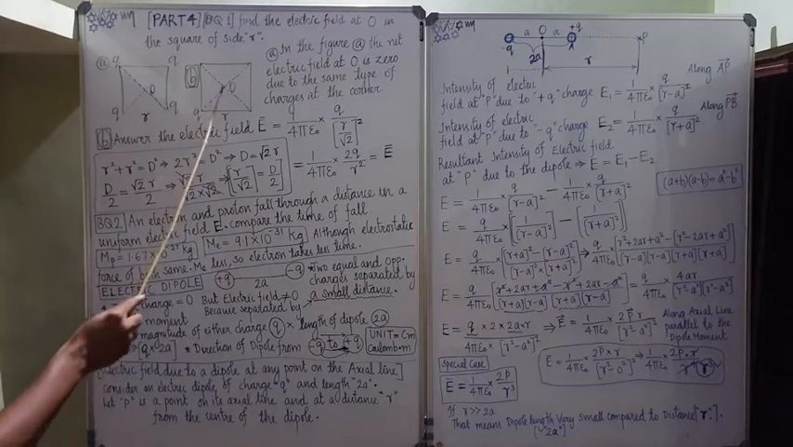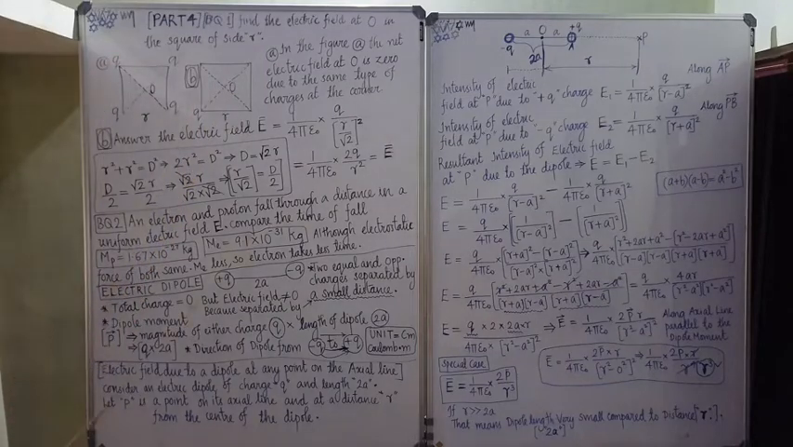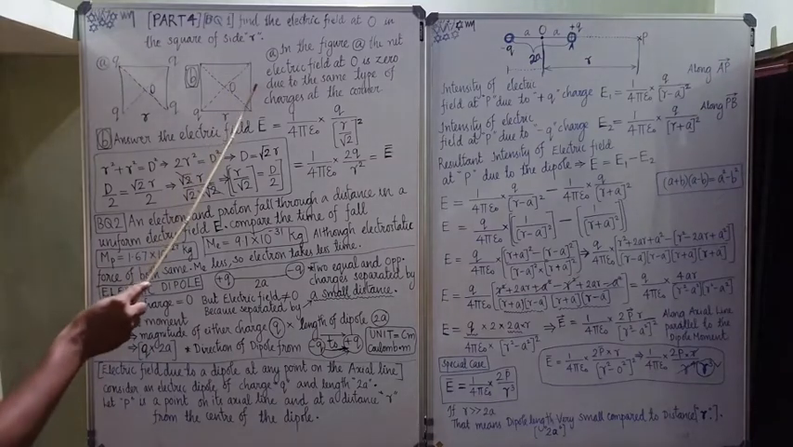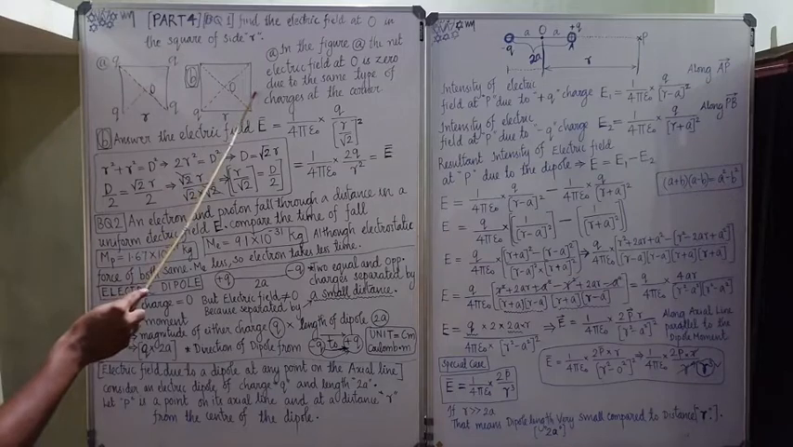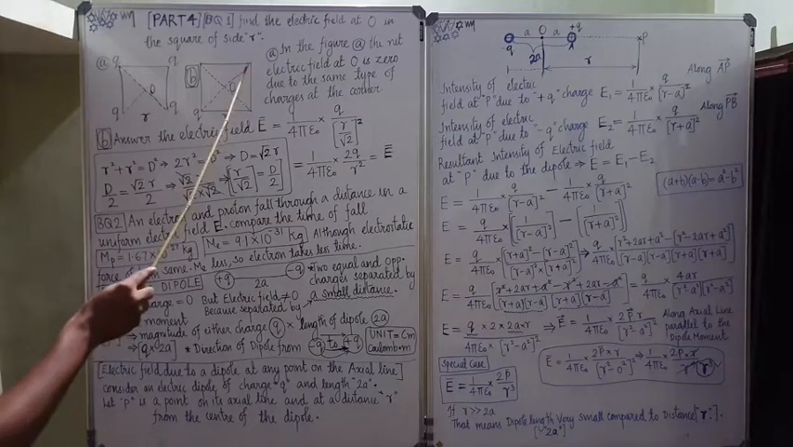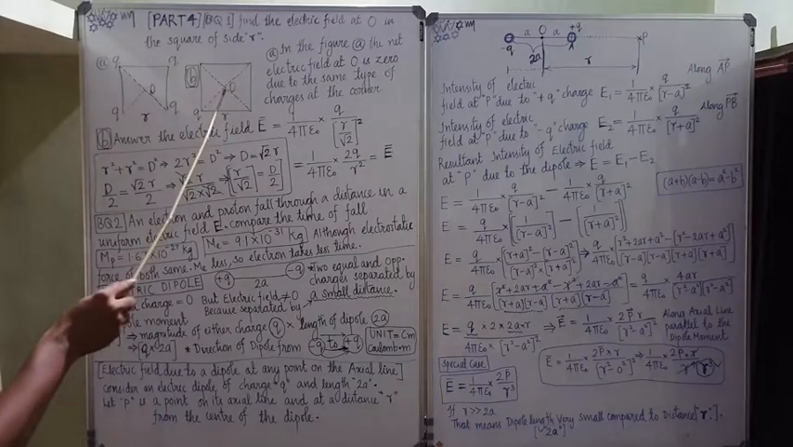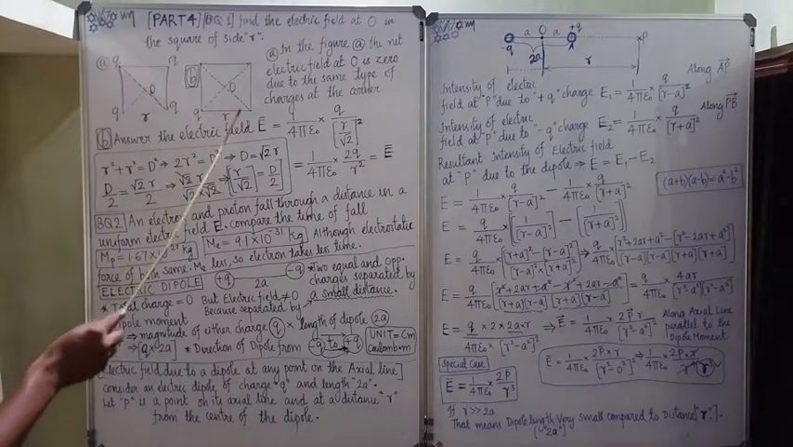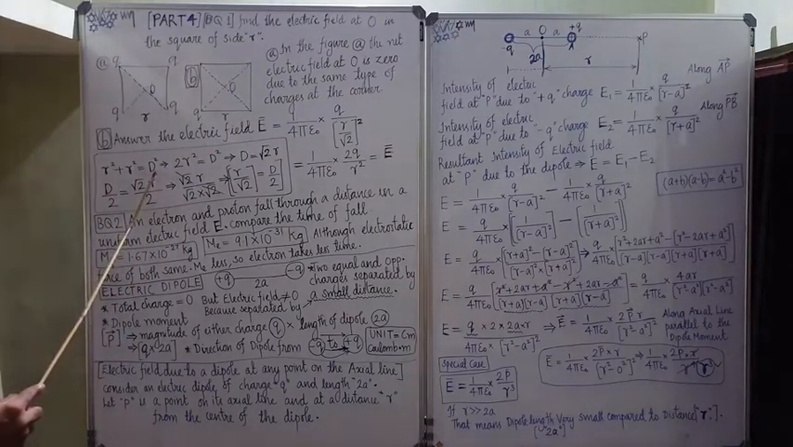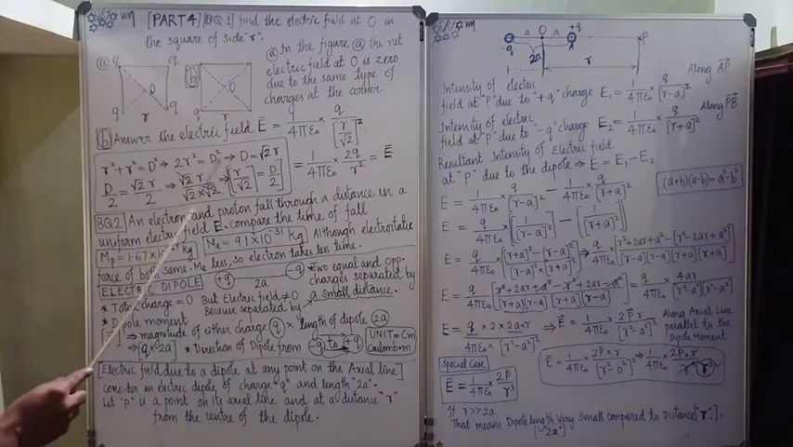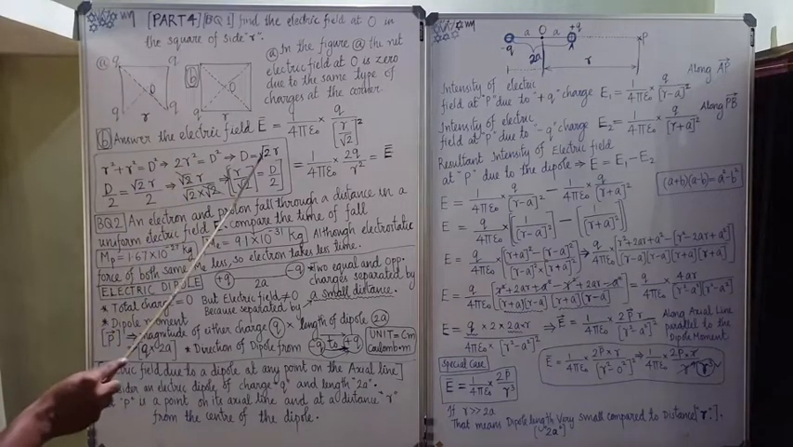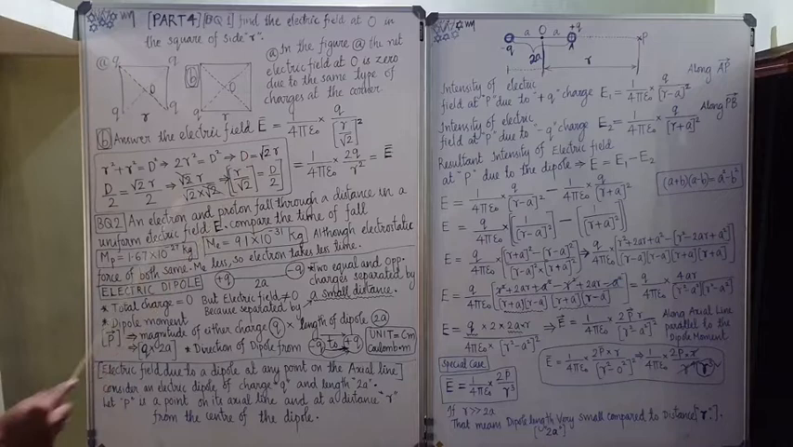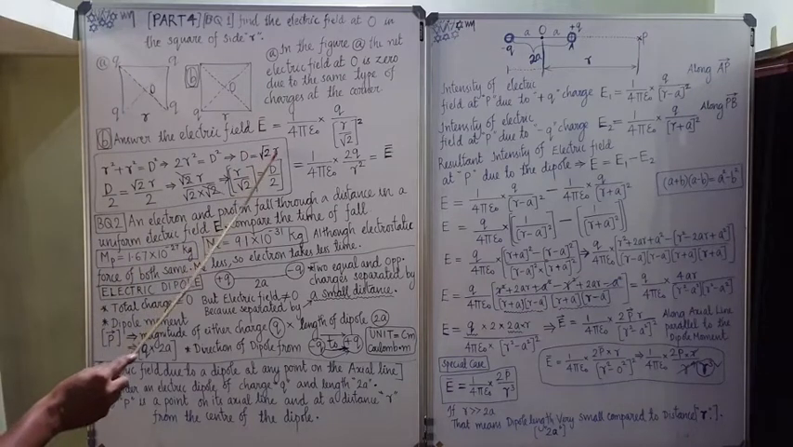Then how do we find the distance from O to Q? We already know this is a square, so this angle is 90 degrees. This side is R and the other side is also R. So R square plus R square is equal to 2R square. That is the diagonal distance, but we only need half of it. Calculating the diagonal: R square plus R square is equal to d square, so d square is equal to 2R square, then d is equal to root 2 R. That is the diagonal distance. But we only need half of it, so d by 2 is equal to root 2 R by 2.